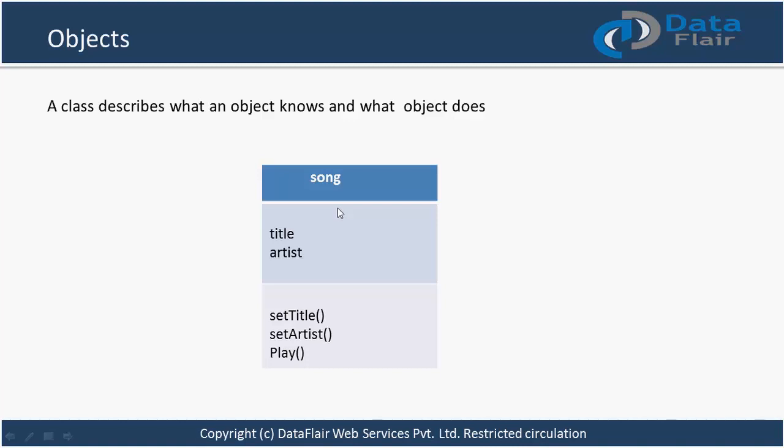So first you need to create a class, and only then can you create an object. All the classes which are not abstract, we can create objects of those classes. So you have an object, and the object is created with the help of a class. In the class, we have to define two things: what the object knows and what the object does.